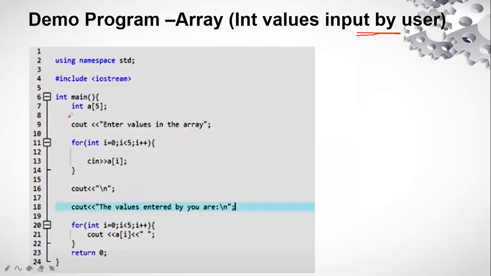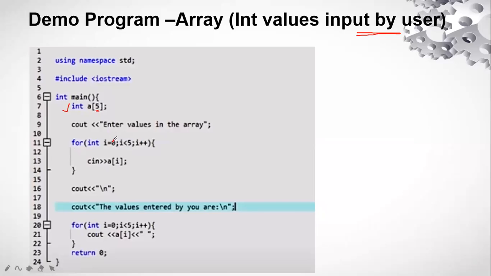Okay. So we can start from here. The array is declared as int a[5]. So integer data type, a is the name of the array and 5 is the size. cout: enter values in the array. It is asking to enter the values in the array. So we have started the for loop: int i = 0, i < 5. Why 5? Because we have taken the array size as 5 and initialize with 0. So it will be 0 to 4, right?